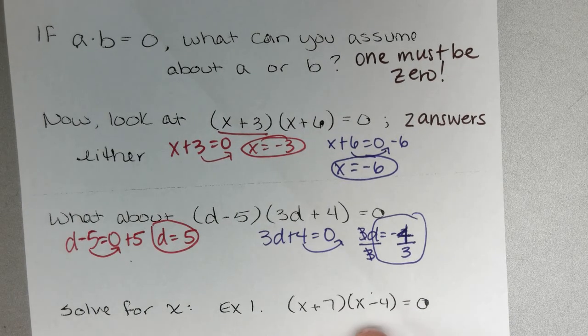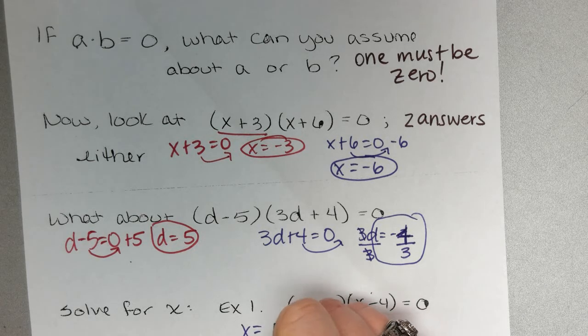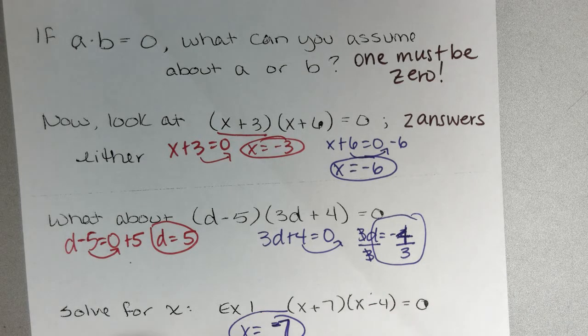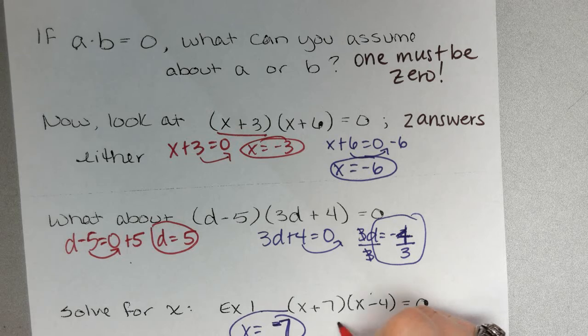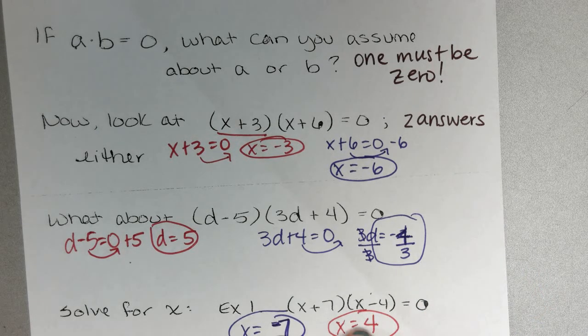Alright, I want you to do this one on your own. So pause the video right here. Pause the video and do example 1 on your own. And then check back with me. Okay, so hopefully you got this. These are really easy because there's no other variables there. Okay, so let's do example 2.